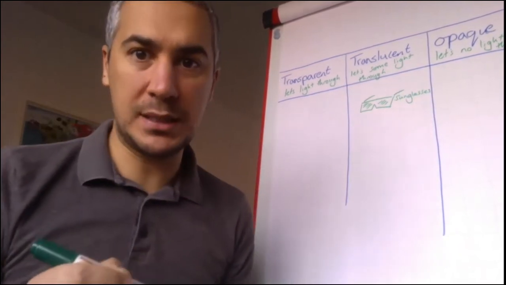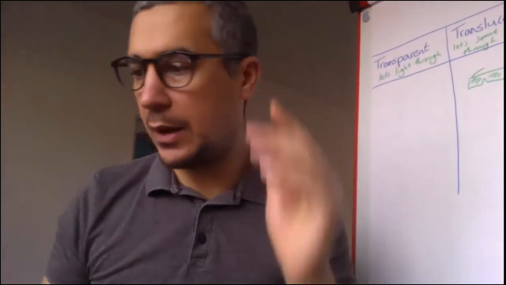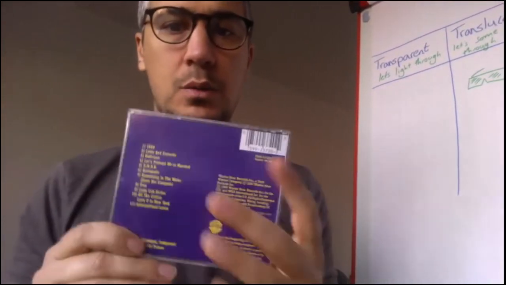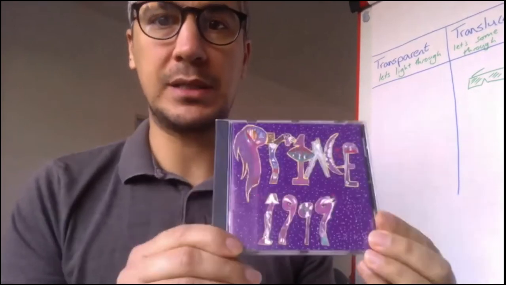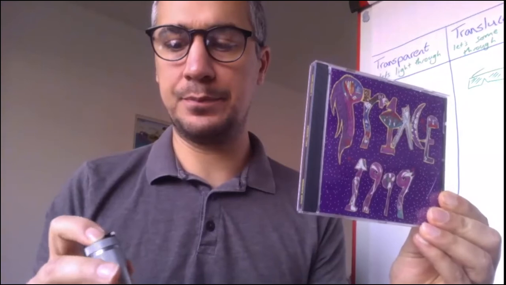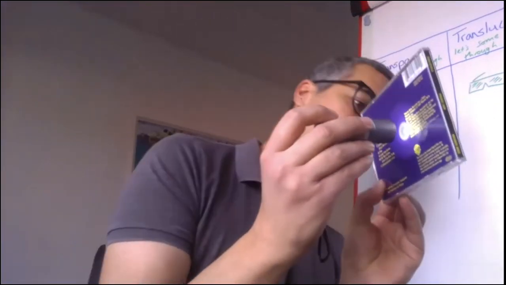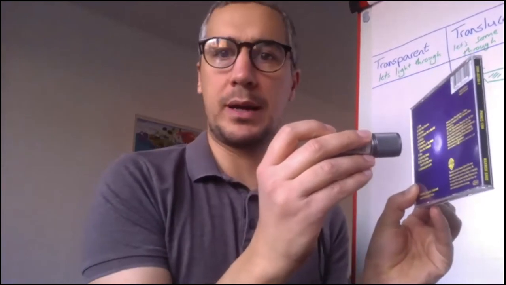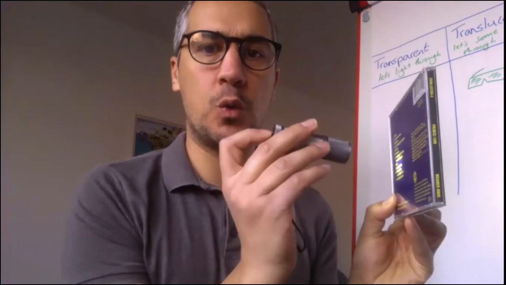Glasses are translucent. Now, the next object I've got is a CD. It's a print CD from 1982 or 83, I think. It's a great CD, by the way. You should buy this. Now, does this let light through it? So if I put light on it, can I see the light on the other side? No, I can't. So this lets no light through at all.